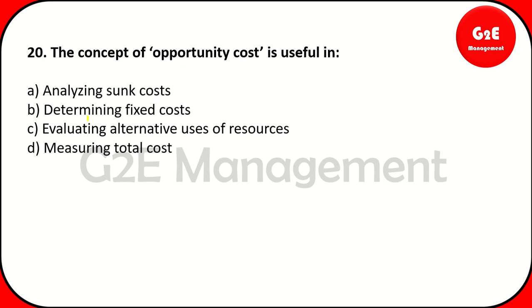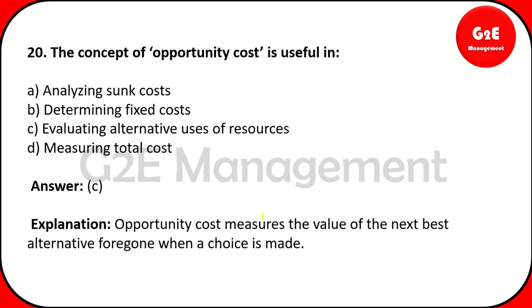So analyzing sunk cost, determining fixed cost, evaluating alternative use of resources, measuring the total cost. So the answer is C, evaluating alternative use of resources. So the explanation: opportunity cost measures the value of the next best alternative forgone when a choice is made.